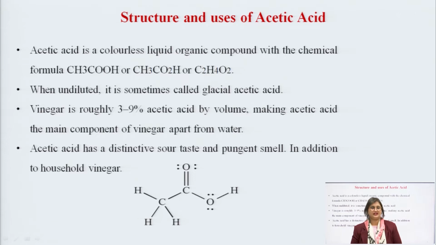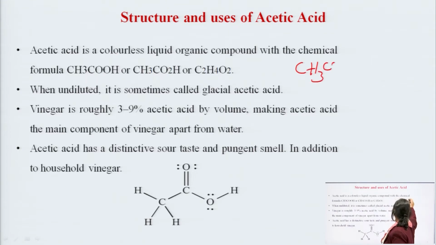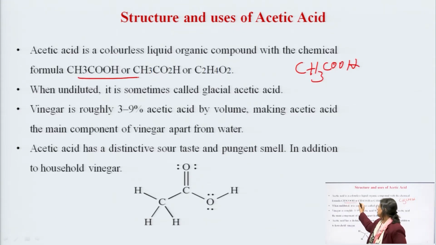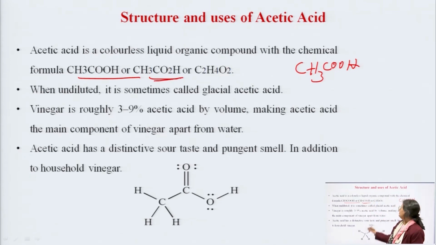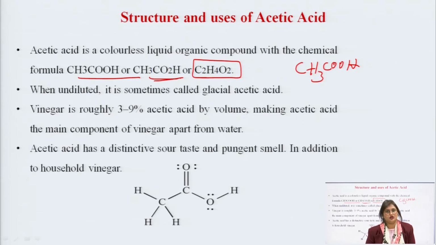Structure, the first derivative of carboxylic acid is acetic acid. Now, the structure of acetic acid is CH3COOH, which can also be written as CH3CO2H, with molecular formula C2H4O2. When undiluted, it is sometimes also called glacial acetic acid.